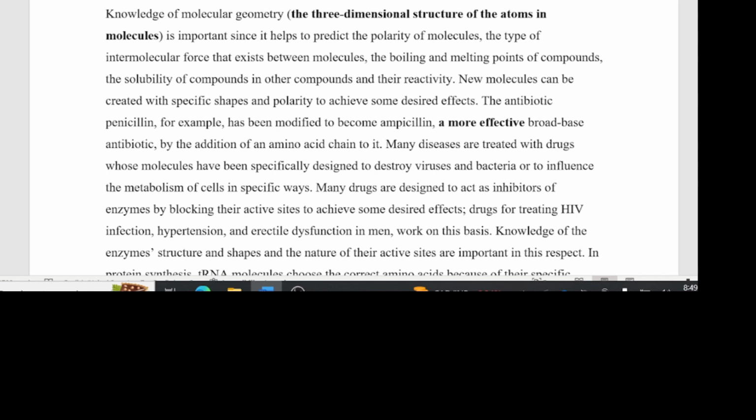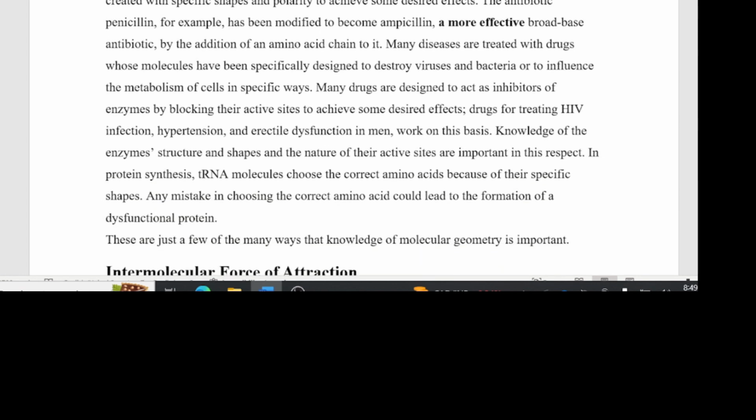Many drugs are designed to act as inhibitors of enzymes by blocking their active sites to achieve some desired effect. Drugs for treating HIV infection, hypertension, and erectile dysfunction in men work on this basis. Knowledge of the enzyme structure and shape and the nature of the active sites are important in this respect.